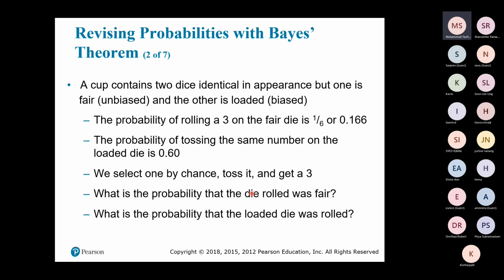We select one by chance, toss it, and get a 3. What is the probability that the die rolled was fair? What is the probability that the loaded die was rolled? So now you have two dice in a cup. What is the probability that the die you tossed is a fair die, and what is the probability that the die you tossed is the modified die? So that is the question.